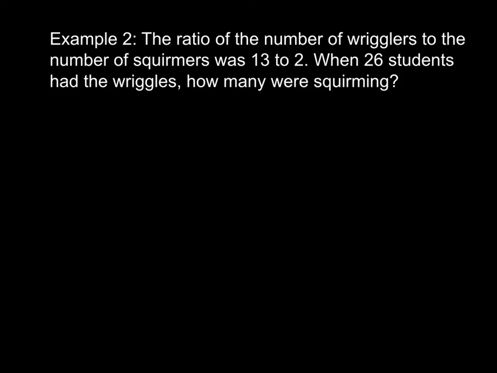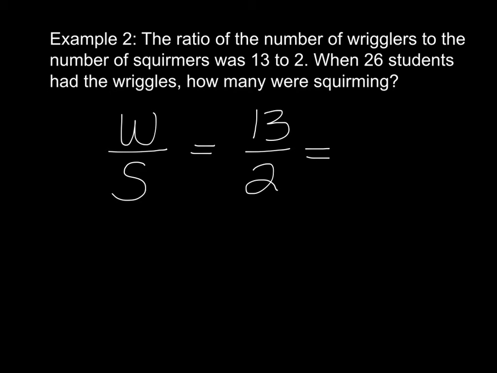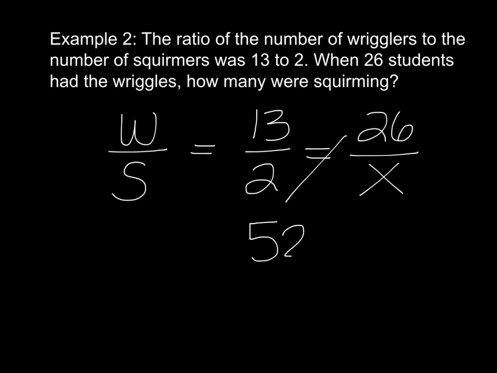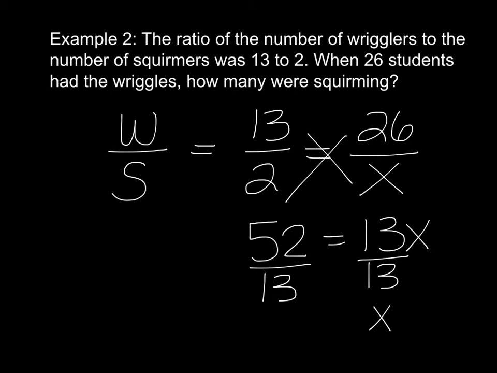In example 2, it says the ratio of the number of wrigglers to the number of squirmers was 13:2. When 26 students had the wriggles, how many were squirming? So we're going to put the wrigglers on top and the squirmers on the bottom. The ratio was 13:2. When 26 students had the wriggles, that would go on top. How many were squirming? X will go on the bottom. Let's cross multiply. 2 times 26 is 52, and 13 times X is 13X. To solve for X, we'll divide by 13, so X is equal to 4.